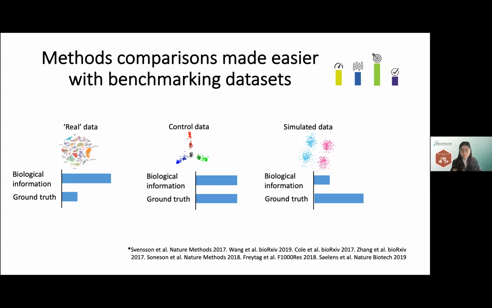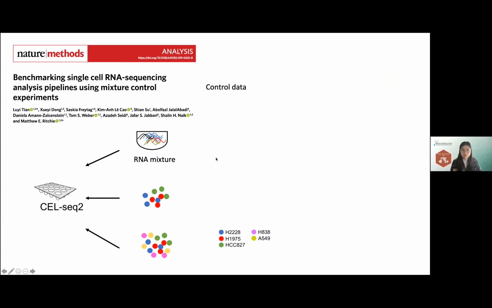And between them, there are some well-controlled designed datasets, which will contain cells like known cell line cells, and the designer would incorporate some experimental design, like mixing them with designed proportions. In this way, this kind of dataset contains both good biological information and ground truth. So they might be a good choice. So I borrowed a series of control datasets from this paper.